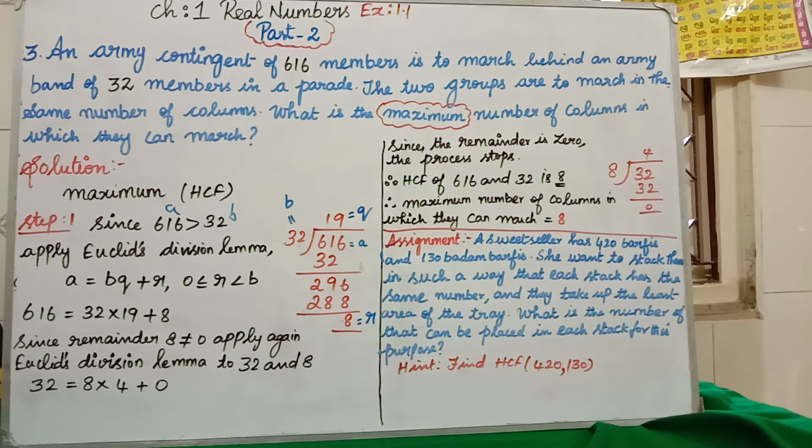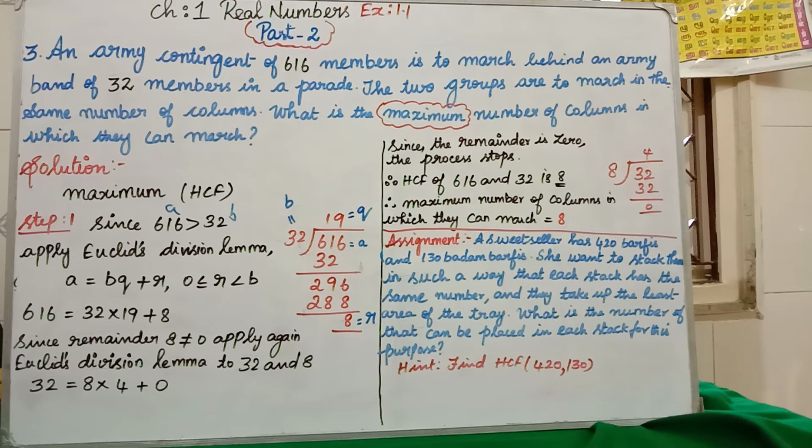Clear, all of you? What are they asking in the question? The maximum number of columns. Therefore, the maximum number of columns in which they can march is 8, because our divisor is 8 when we attain 0. So the maximum number of columns in which they can march is 8. Clear, all of you, about this problem?